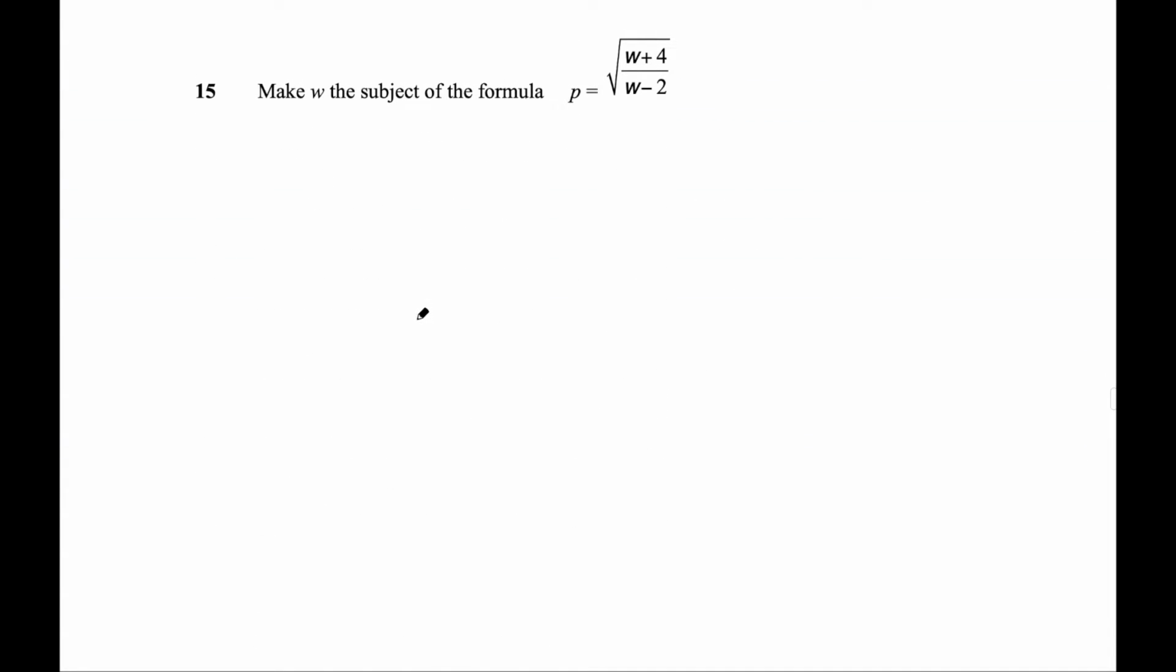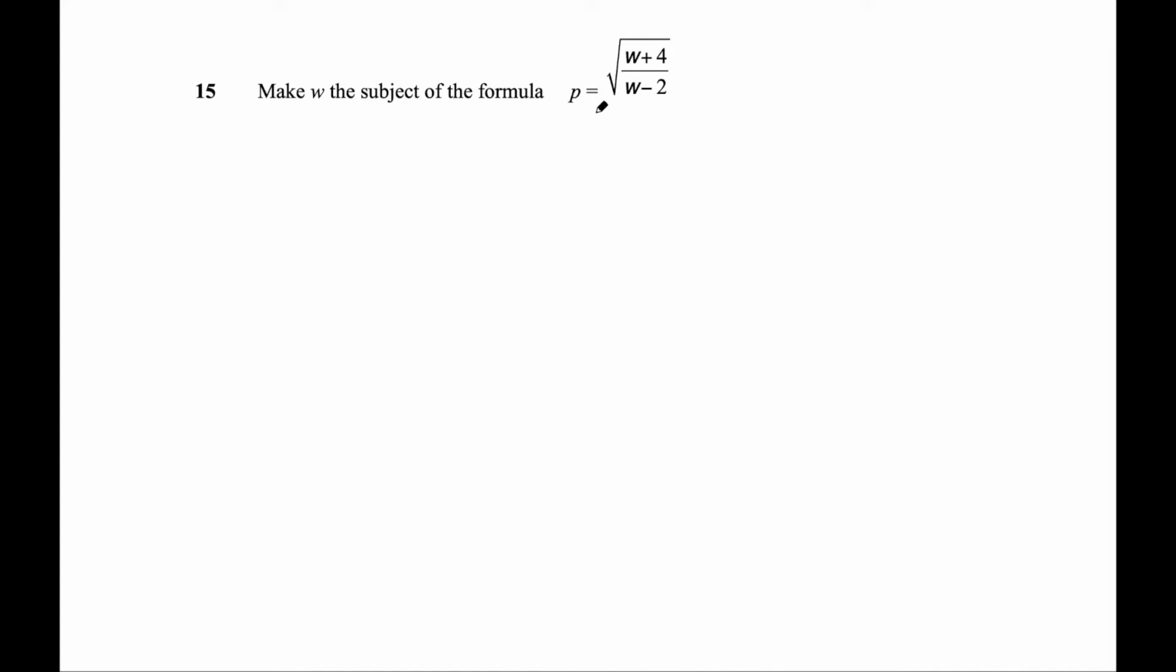Question 15 says, make W the subject of the formula P equals the square root of W plus 4 over W take 2. In my opinion, this is about as difficult as these make the subject of questions get, because you have a fraction here with W in the numerator and denominator. So that can be quite difficult.